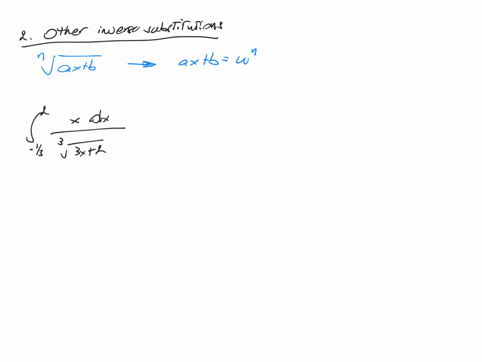So we will substitute the part below the root, so we will substitute 3x plus 2, and we will set this equal to u to the power 3. We have the third root, so we take a third power of u. In this case, 3 times dx will be equal to 3u squared du, and we also have to change the boundaries. So if x is minus 1 over 3, then u to the power 3 is equal to 1, or u is equal to 1.